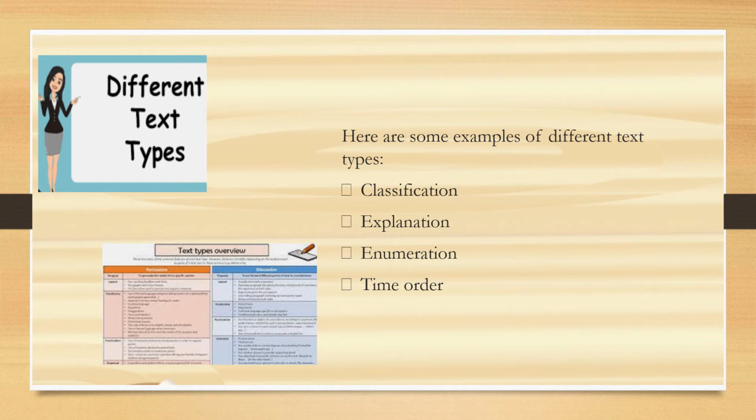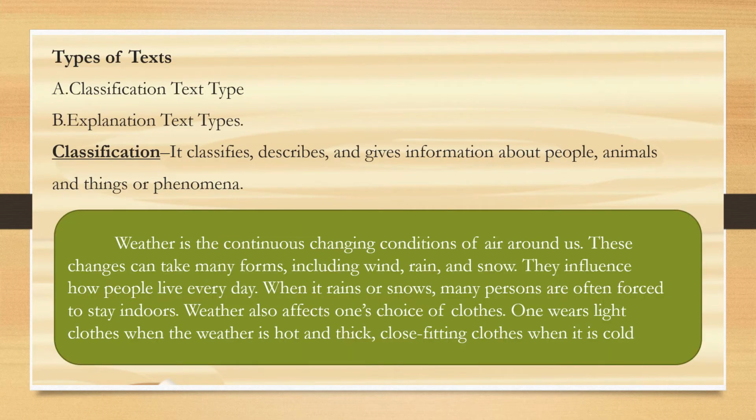So, here are some examples of different text types. Classification, explanation, enumeration, and time order. In this part of our lesson, we are going to primarily focus on the first two types of text, which are the classification and explanation text types.